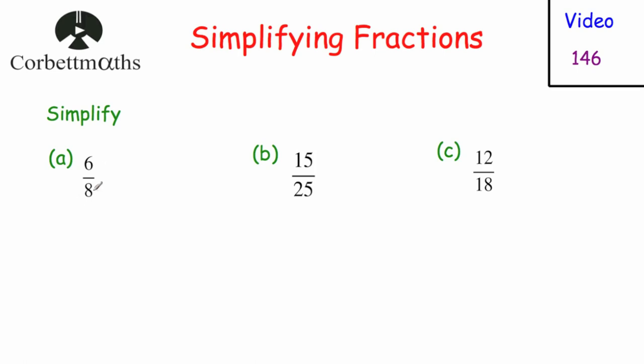Our first question says to simplify 6/8. To simplify 6/8, we see what we can divide them both by, or what the common factors are. Now, any two numbers will always have a common factor of 1, but dividing them by 1 won't help us simplify it or make the numbers any smaller. So we're going to look for common factors apart from 1.